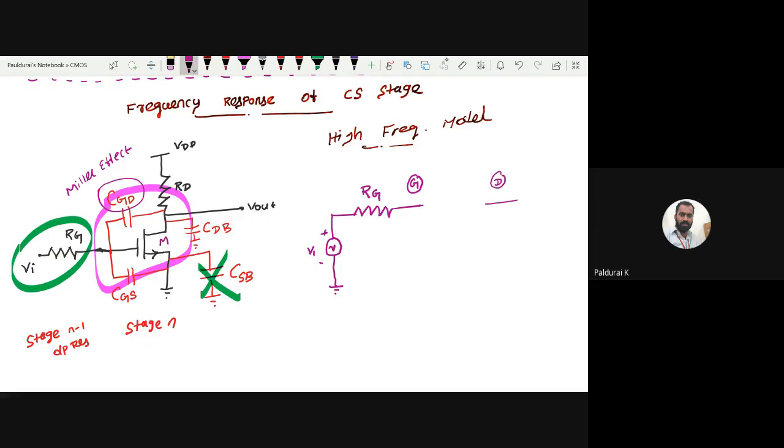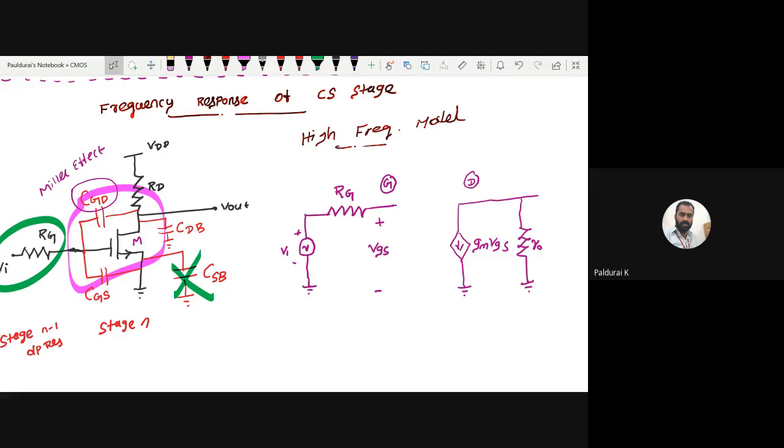First, what will be there? Actually gate to source. Gate to source is actually an open circuit, but here this is a MOSFET, a voltage controlled current source. So it is GM VGS, where VGS is the voltage between gate and source. And here if you want, you can include this RO. This is my low frequency model.